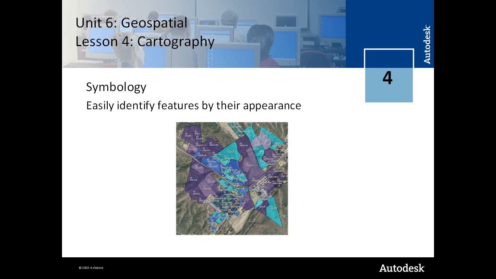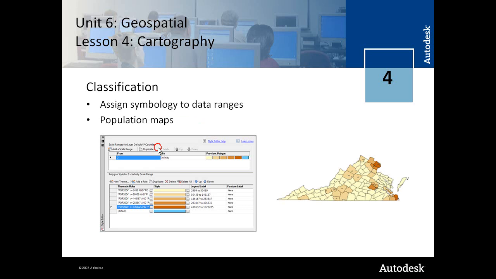Symbology is a way of identifying features by their appearance. So in the image here, you can see that symbology is being used to shade the properties based on their zoning. And when you classify data, you can assign symbology to data ranges. So for instance, in a population map you may choose to shade areas based on their population.